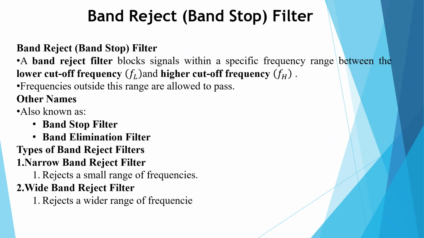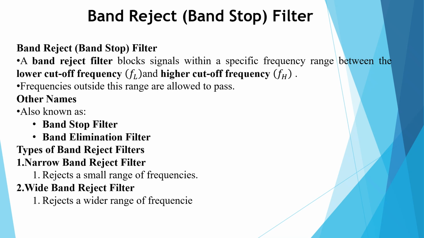Next we are going to look into band reject or band stop filters. The band reject filter removes or attenuates signals in a particular frequency band while allowing both low and high frequencies to pass. Working principle. The signals with frequencies below FL are passed. Signals with frequencies between FL and FH are blocked or attenuated. The signals with frequencies above FH are also passed. This creates a rejection band or stop band between FL and FH.